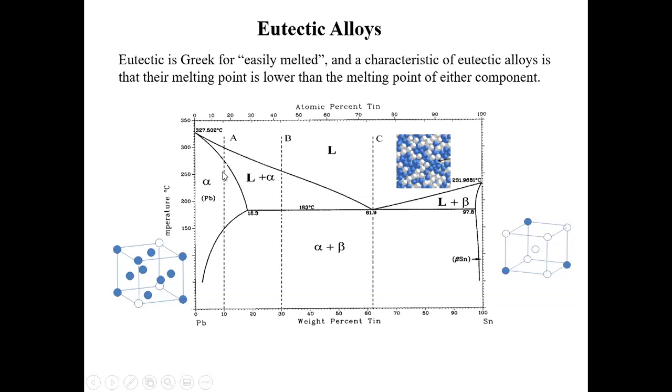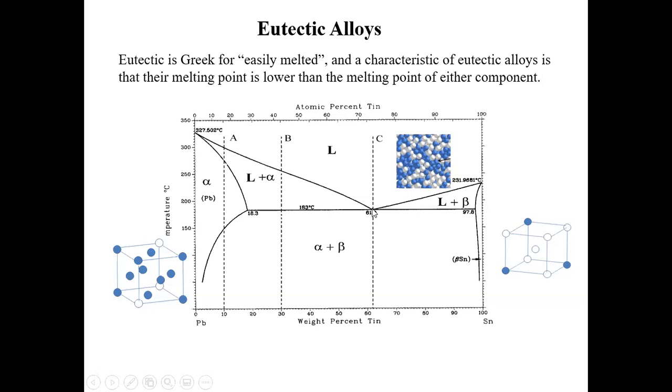So for alloys, typically melting or freezing occurs through a range of temperature, but there's a very unique point on this phase diagram where the melting or freezing occurs as if you're in a pure state. What is that point? The eutectic point, which is 81.9%. Eutectic point, right? You see why?